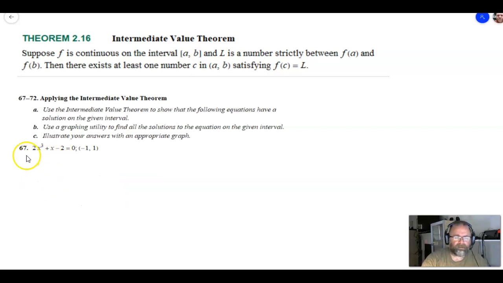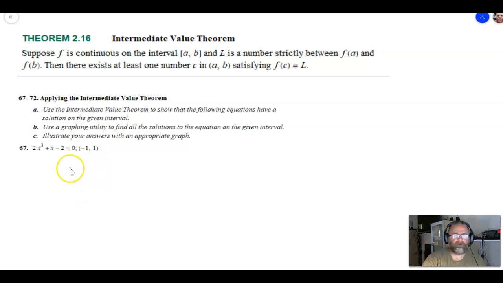All right, so I'm going to be looking at number 67 in the exercises, and here it says applying the intermediate value theorem. A, use the intermediate value theorem to show that the following equations have a solution on the given interval. B, use a graphing utility to find all the solutions to the equation on the given interval. And then we want to illustrate our answers with the appropriate graph. All right, so we have this function here, 2x cubed plus x minus 2 is equal to 0. And we want to use this theorem here to show that we have at least one solution on the interval from -1 to +1 here.